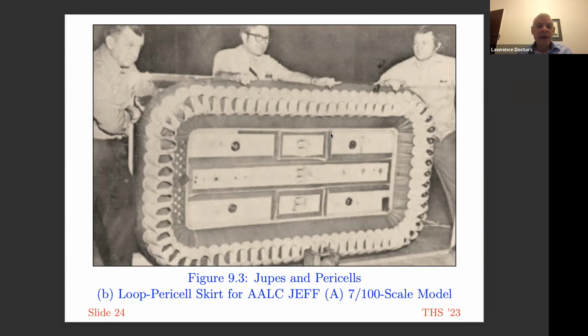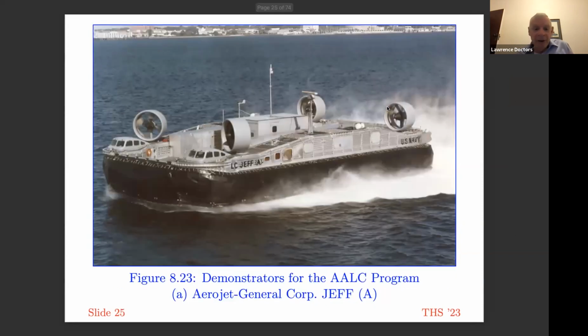It's occurred to me that another reason that the Aerojet people went to the pericel design is that perhaps it was for patent reasons that they did it. This shows you the full-size Jeff A vessel. You can't really see the skirt at all in this picture, because what you think is the skirt is not. This is just an apron that goes over the skirt to reduce the spray.